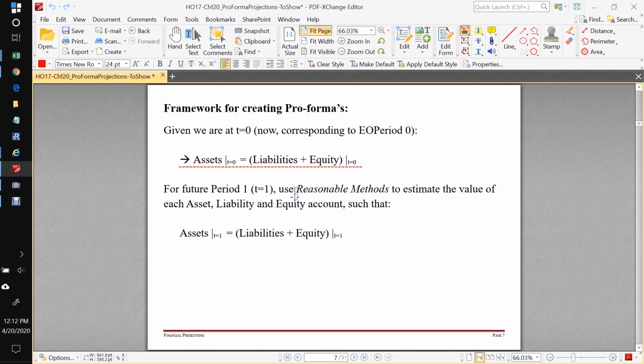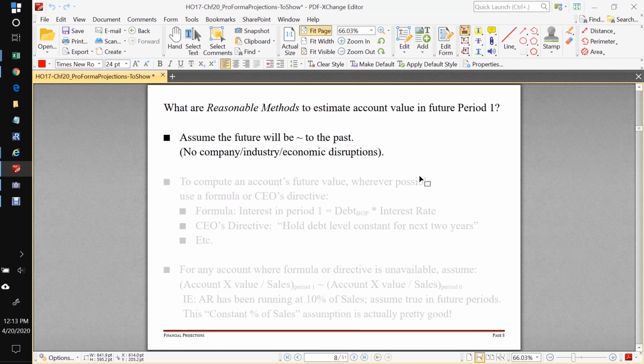So what are we going to do? We're going to use, and here I sound like an economist, quote unquote reasonable methods to estimate the value of all of our asset, liability, and equity accounts in the future, and we'll do it in such a way that at the end of that future period 1, assets are equal to liabilities plus equity at the end of that period. So I know I'm being crazy and squishy with this reasonable method, so let's think about that a little more.